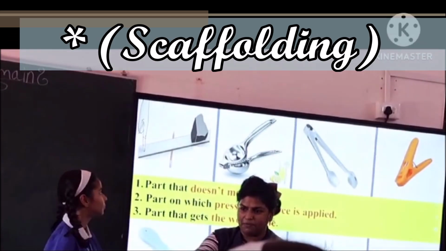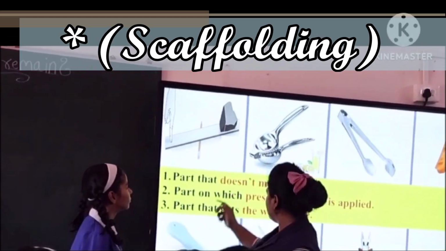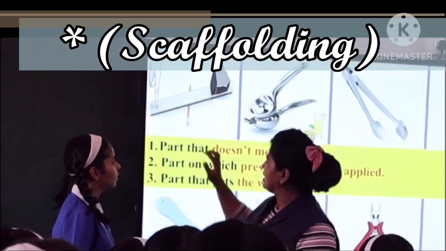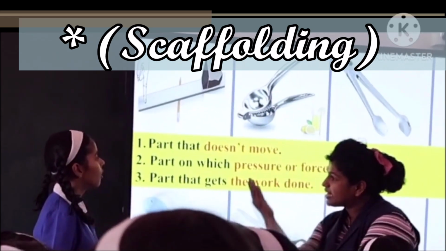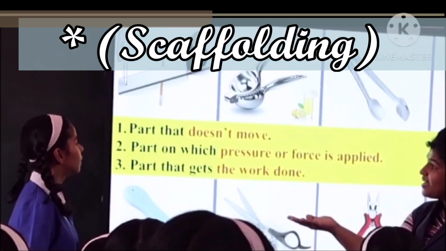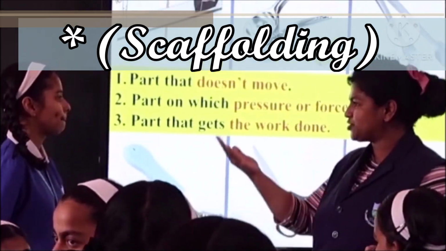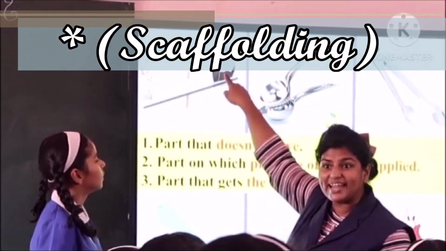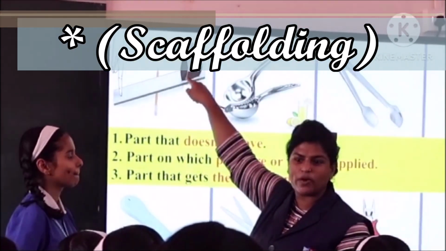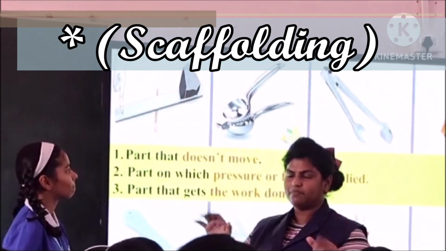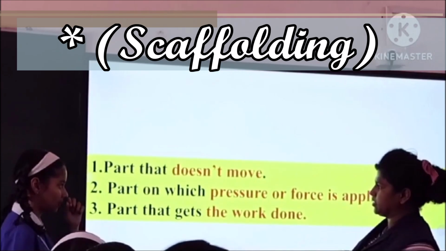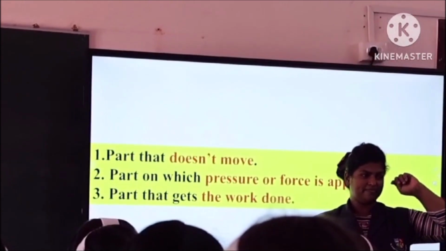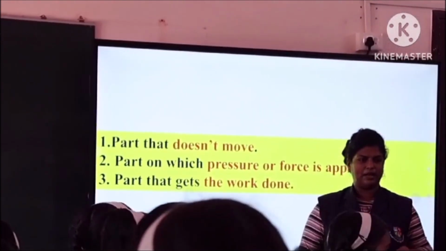You're putting your finger there. Next, where is the part where the work gets done? What is actually happening? The scale is doing the work of lifting the eraser. Understood? So where is the part where the work is getting done? At the eraser. Over here is where the work is getting done. Clear? Now, thank you so much. Next girl, come.